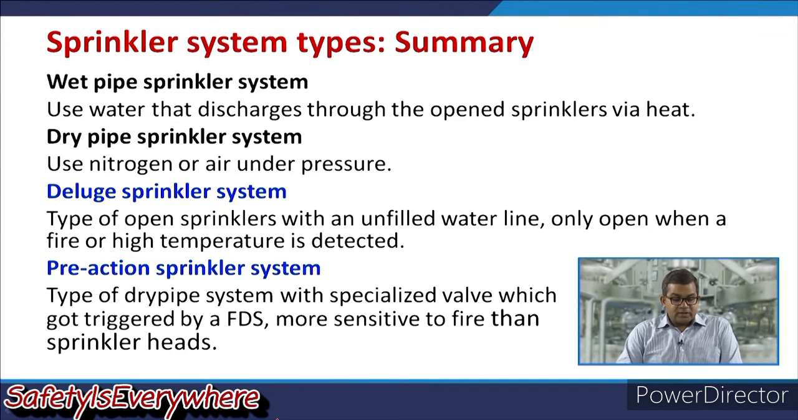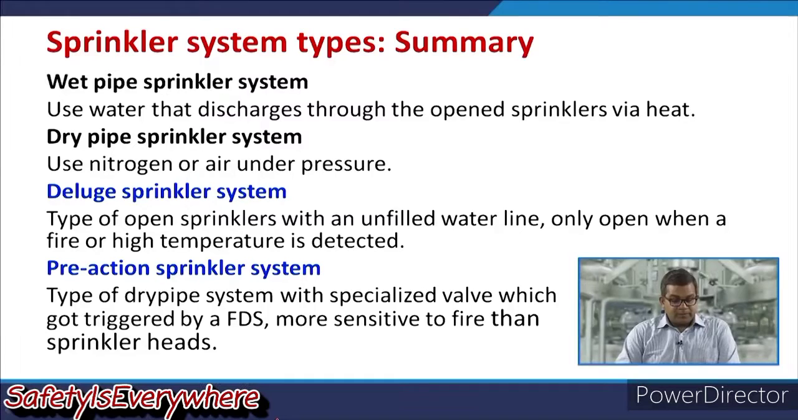We have discussed the wet pipe sprinkler system, which uses water that discharges through the opened sprinkler via heat. We have discussed the dry pipe sprinkler system, which usually uses nitrogen or air under pressure. In this particular module, we will discuss the deluge type of sprinkler system, where the sprinklers are open with an unfilled water line and water is released only when a fire or high temperature is detected. There are also pre-action sprinkler systems, a type of dry pipe system with a specialized valve which gets triggered by a fire detection system, more sensitive to fire than sprinkler heads.